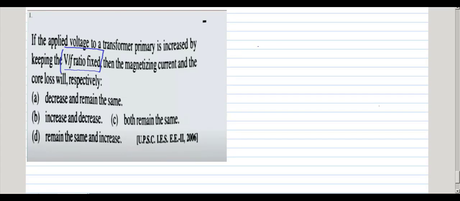What do you know from transformer lecture basics? Bmax depends upon V by F. In a transformer, flux is constant. Whatever the load, the flux is constant, as I have said. So if the flux is to be constant, this V by F ratio has to be constant. This is transformer basics.